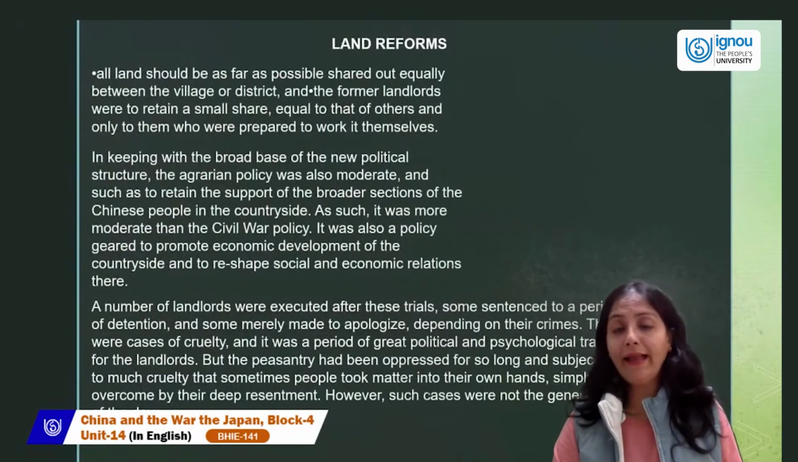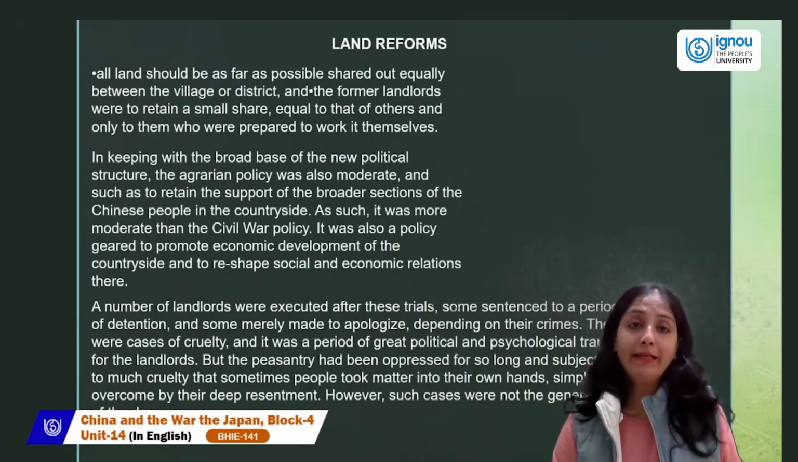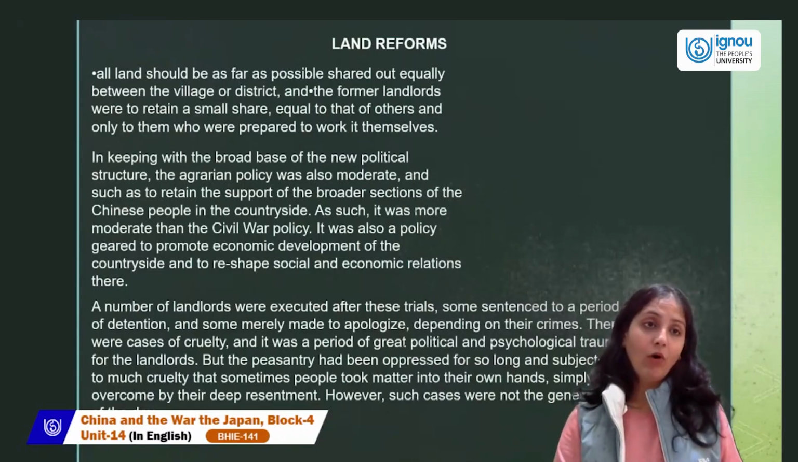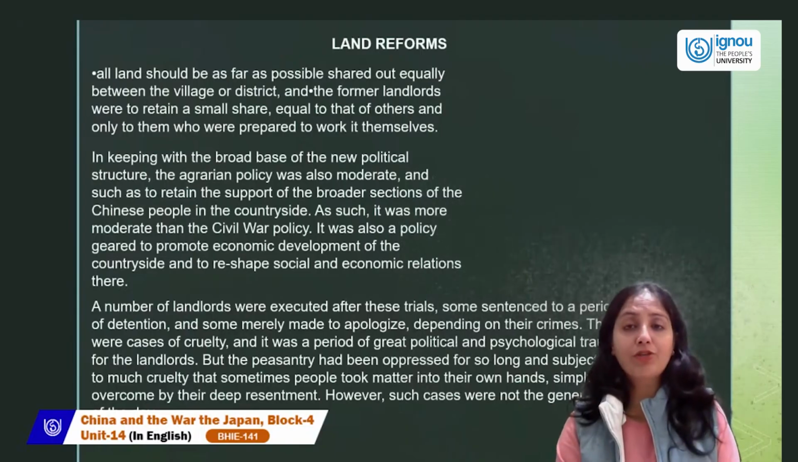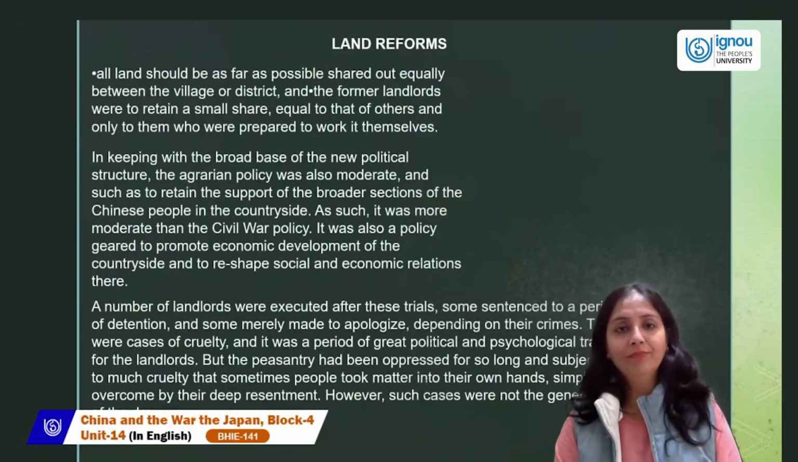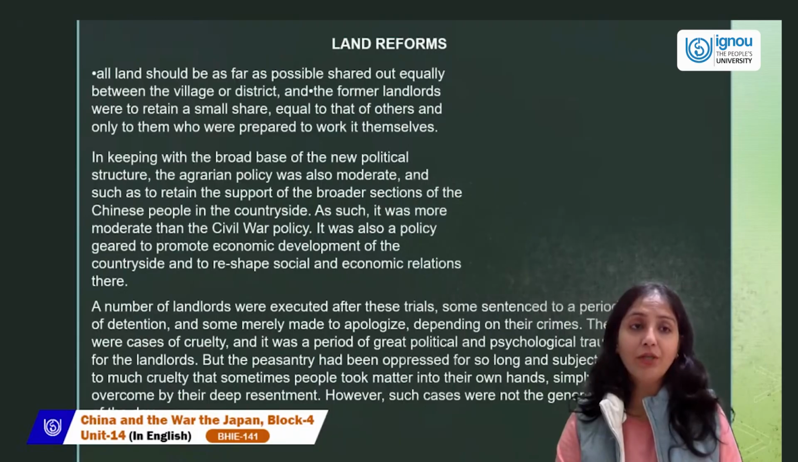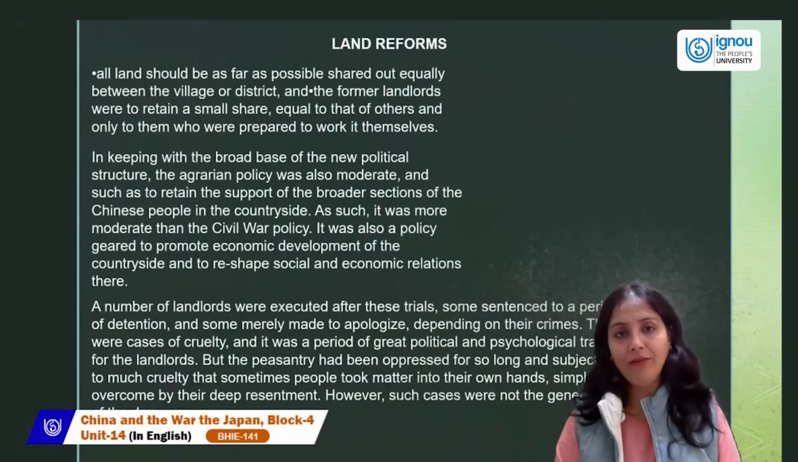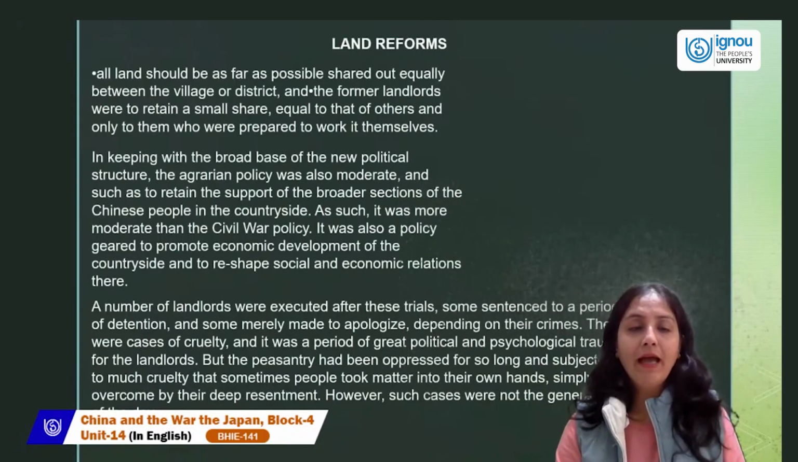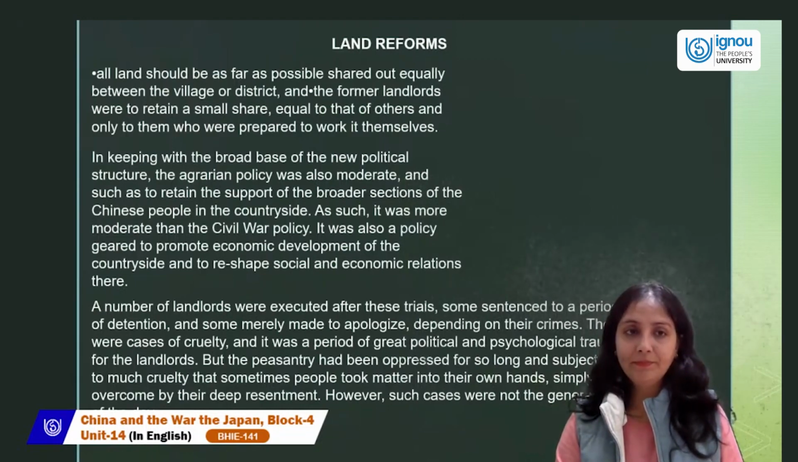Next one is the land reforms, how they reformed agriculture and land settlement. All land should be, as far as possible, shared out equally between the village or district. That is the land reform. Next, the former landlords were to retain a small share equal to that of others, and only those who were prepared to work it themselves. This one is also land reform.